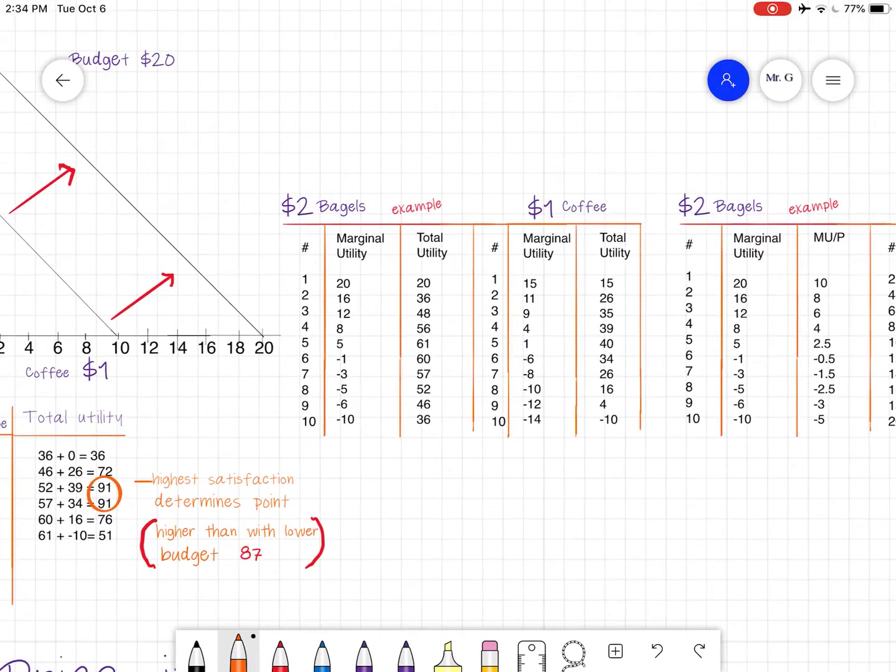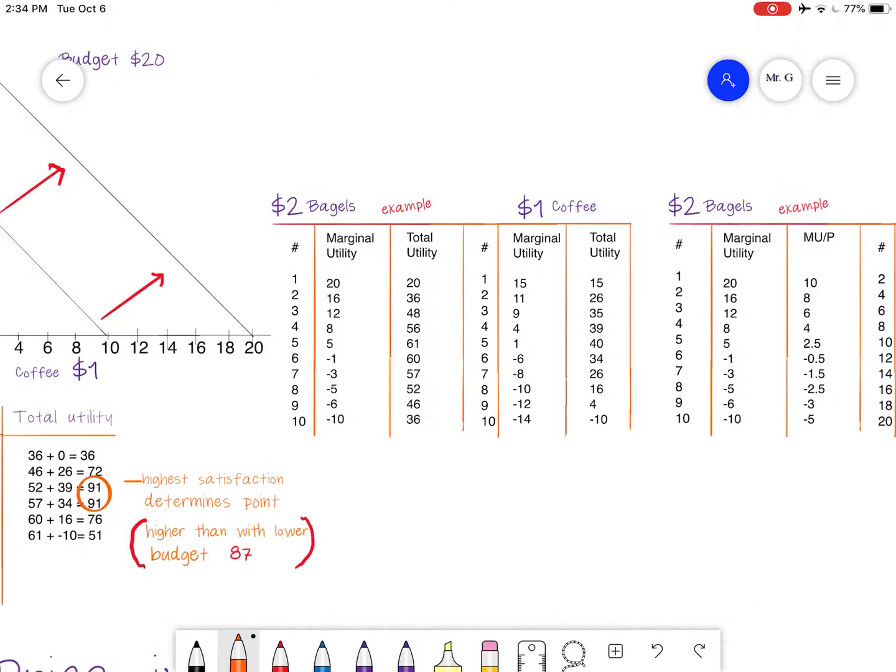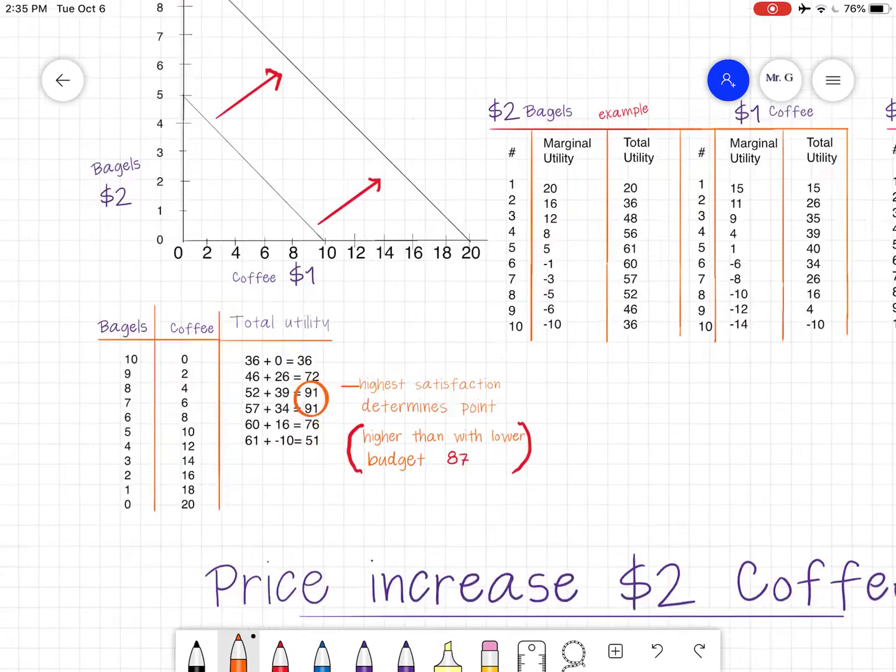And if we look at it, here we have everything else is the same in terms of $2 bagels, our marginal utility, our total utility. All of that stays the same because we're still getting the same amount of satisfaction from 1 item, 2 items, 3 items, 4 items. It doesn't matter how much we earn because our satisfaction is derived by what we're having. We can just afford more.